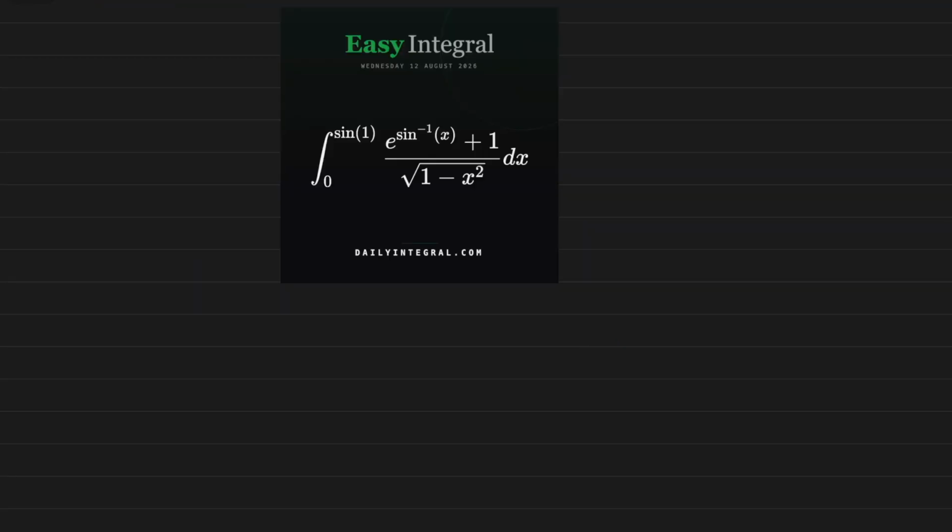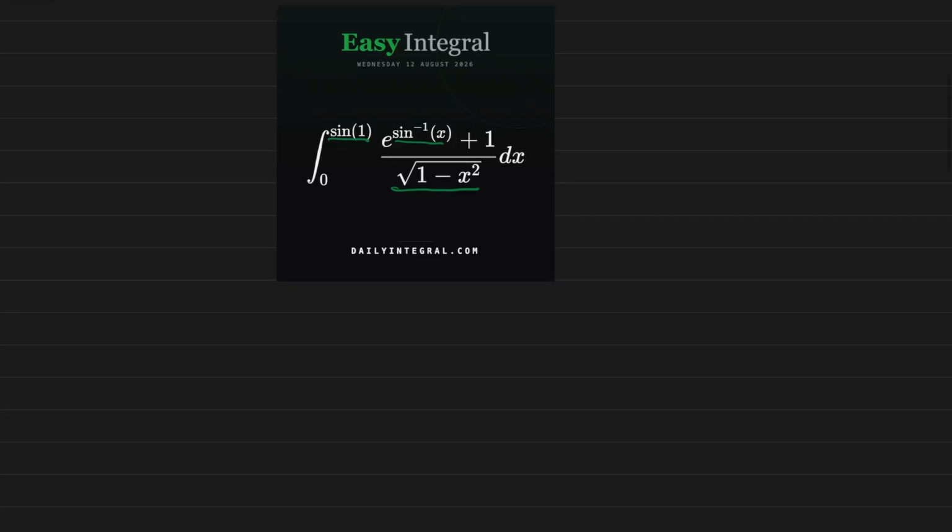Now we can move to the easy daily integral from today. This is apparently very interesting looking, right? We have a sine inverse right here. We have a rational term here. We have a root 1 minus x squared, which is quite interesting. And then we have a sine in our bounds. So clearly this is going to have to do something with sine.